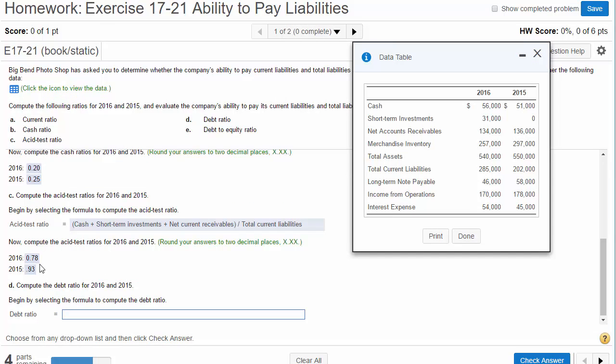Okay, remember, this one we still want a high number on top and a low number on bottom, so the higher the result, the better. And again, it got worse, 0.93 to 0.78. Now we're going to compute the debt ratio for 2016 and 2015.